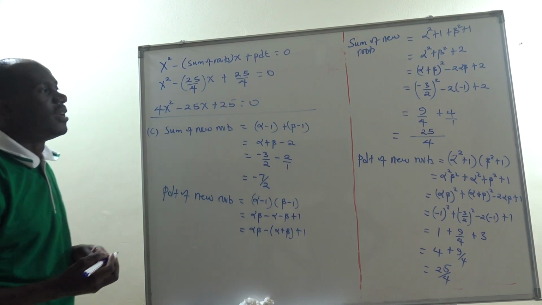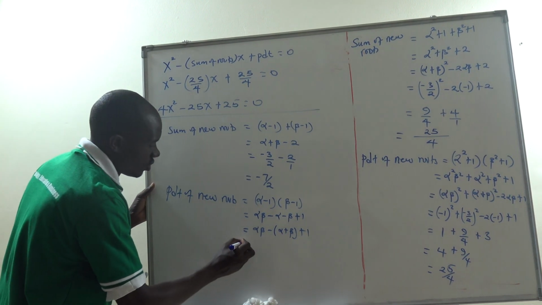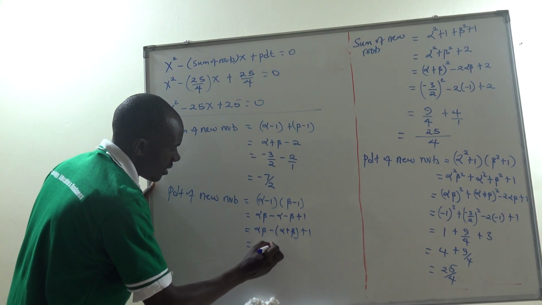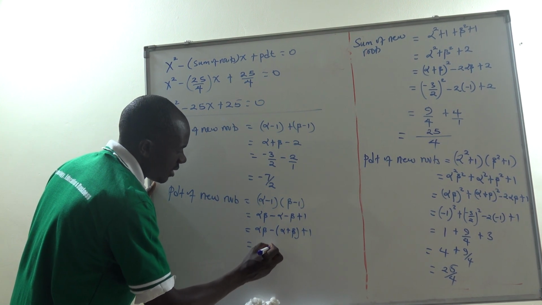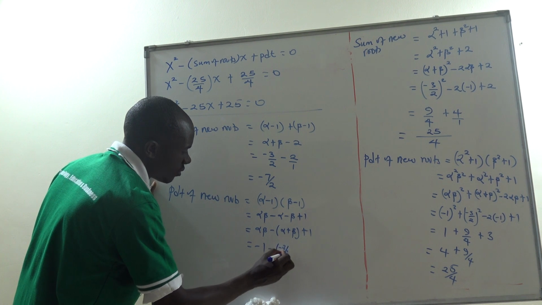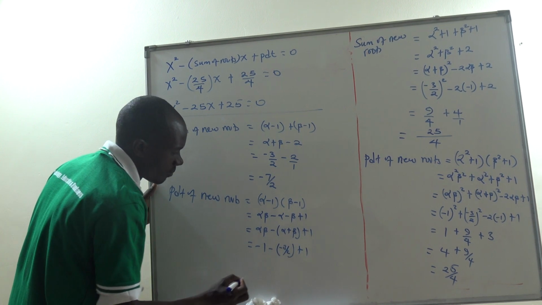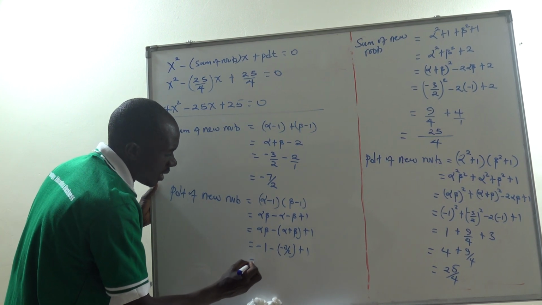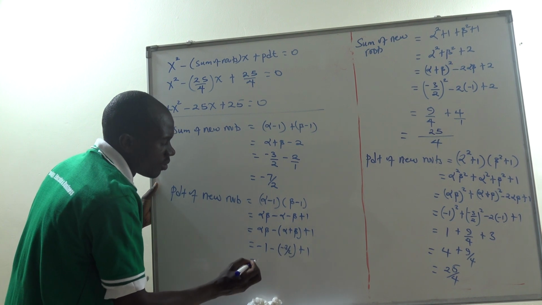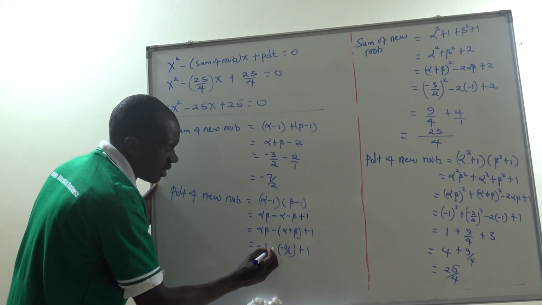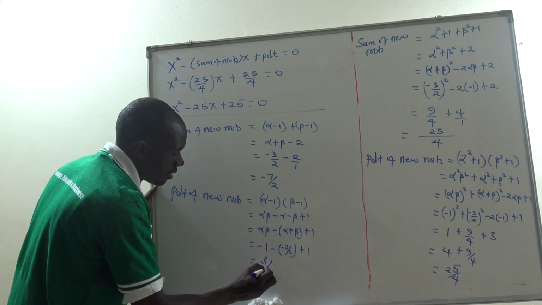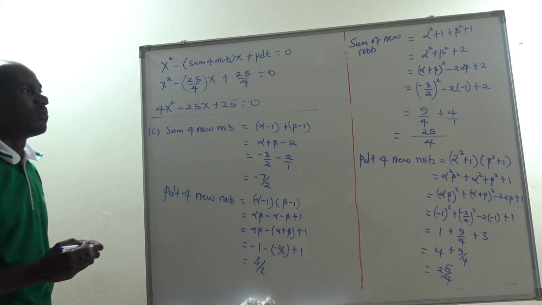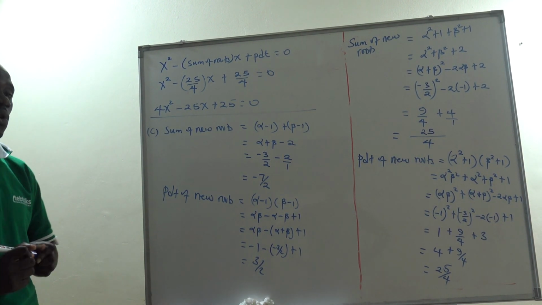Do we know alpha beta? Alpha beta is already negative 1. Minus, do we know alpha plus beta is already negative 3 out of 2, then plus 1. So when you collect like terms, negative 1 goes with positive 1, and negative times a negative, we are remaining with 3 out of 2 as the product of the new roots.